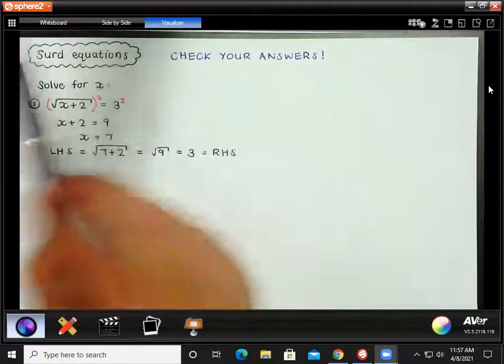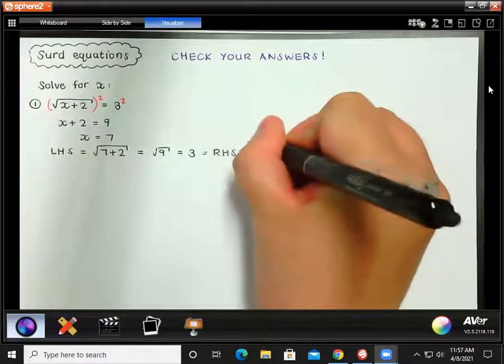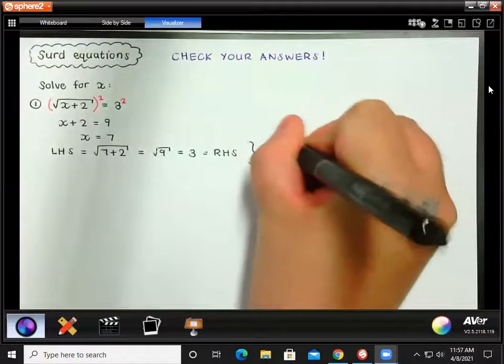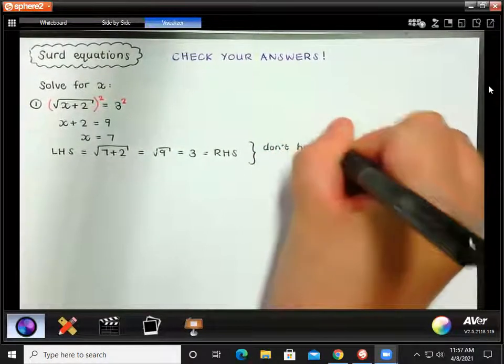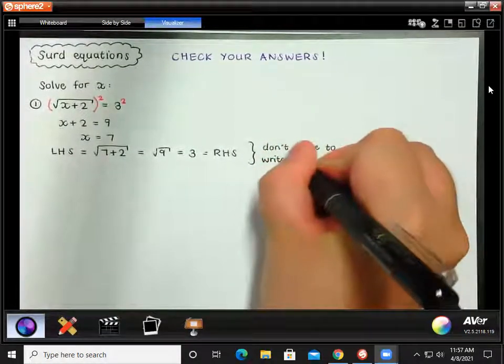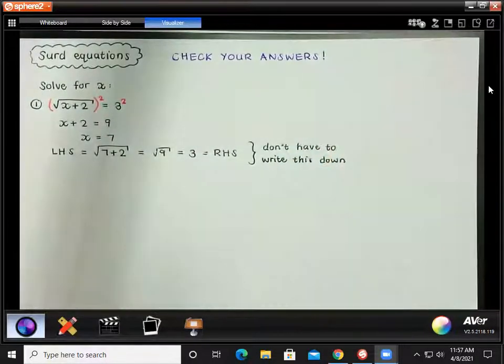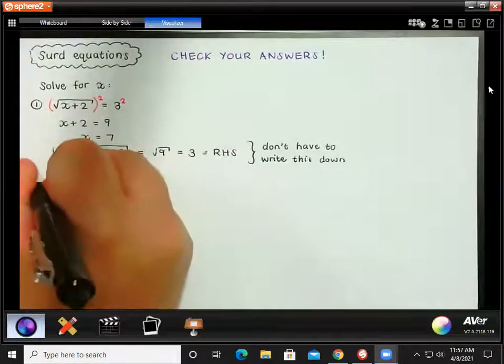Okay, for surd equations, you must always do that. I'm going to say again, you don't have to write this down. Let me actually write that down. Don't have to write. But guys, for these examples, I am going to write it down so that when you look back at the examples, you remember to actually do that. Okay, any questions on that one? That was a nice simple one just to get us going. Okay, let's look at number 2.